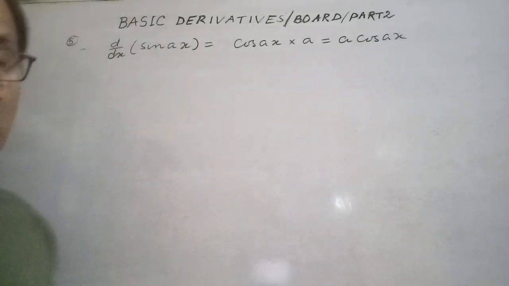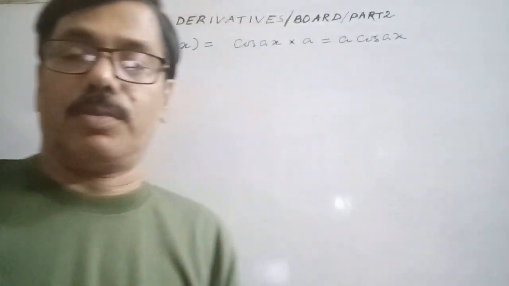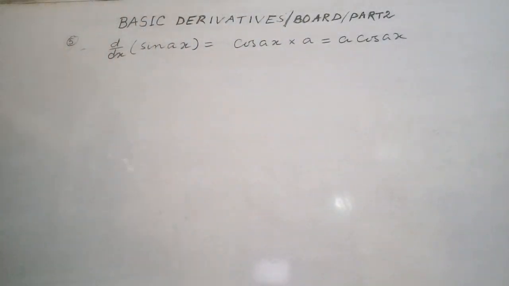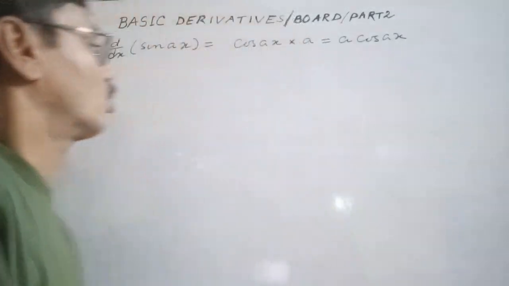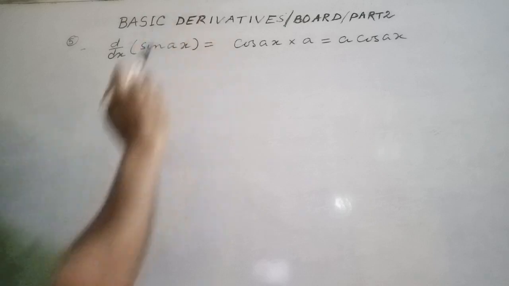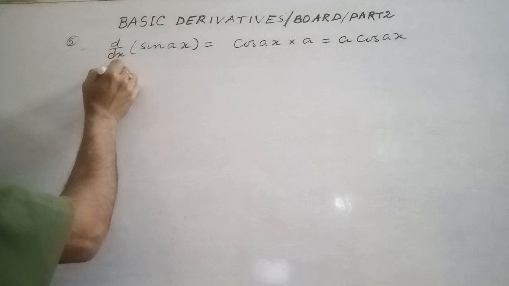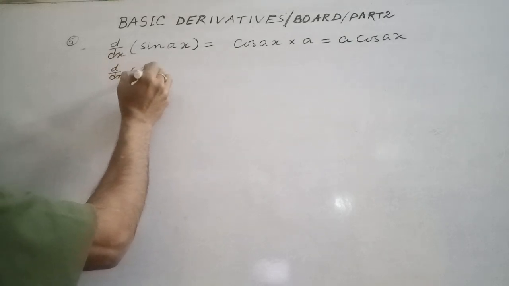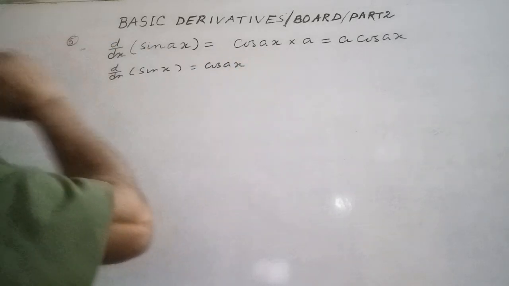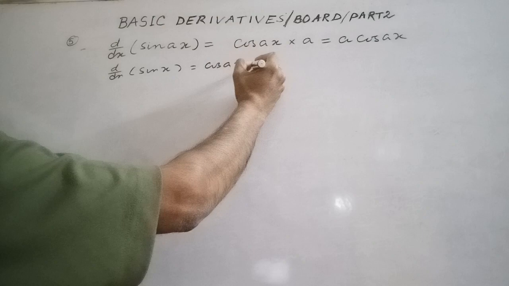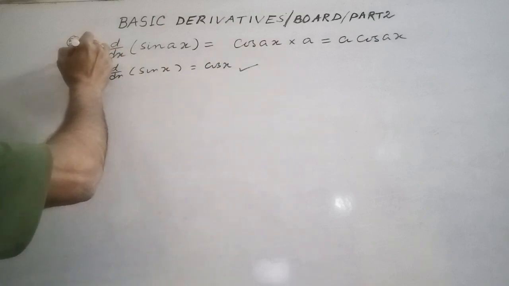Here angle is measured in radian. You must remember angle is measured in radian. It may be measured in radian and degree, but to this formula, angle is measured in radian. So this is, look, application. If it is sin x, so this is cos x. A equals to 1. So from this you can deduce derivative of sin x is cos x. So you remember this one.